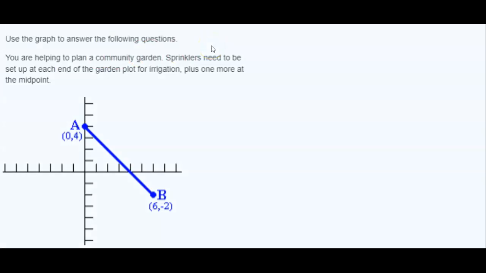So let me see if I can get to the next page. Here we go. So it says, use the graph to answer the following questions. You are helping to plan a community garden. Sprinklers need to be set up at each end of the garden plot for irrigation, plus one more at the midpoint. This first question said, what is this in the distance formula? Now keep in mind I used a different graph, so this isn't going to match up exactly, but let's go back over how to use the distance formula.